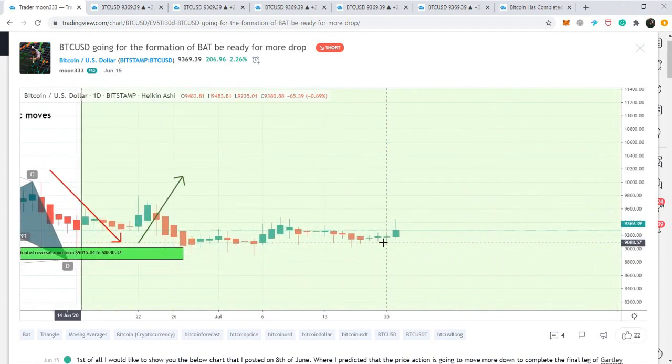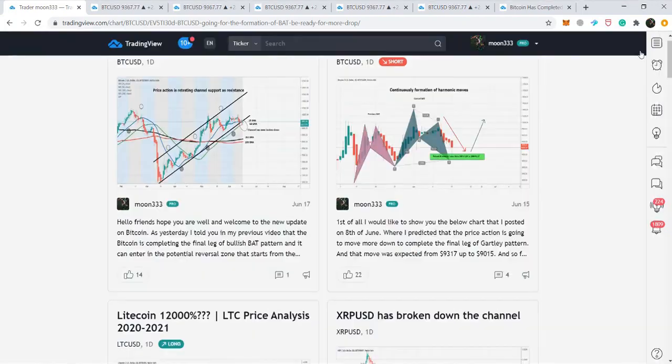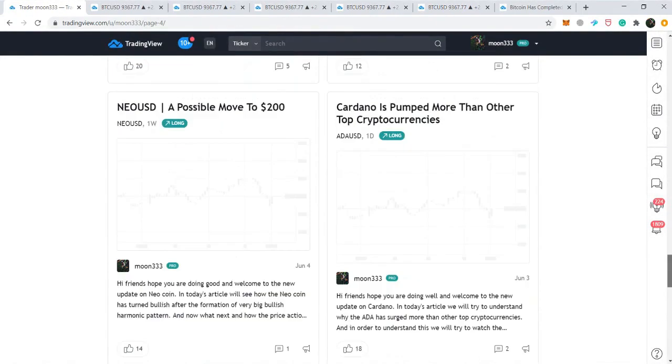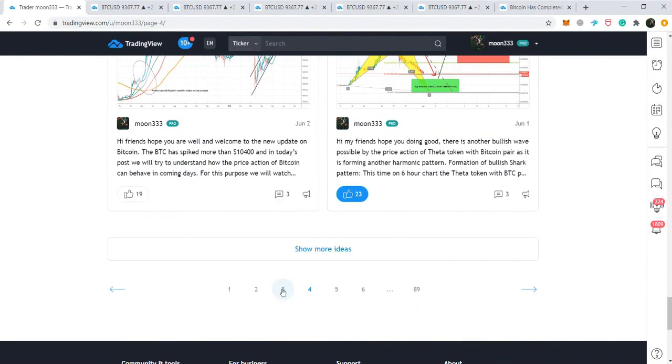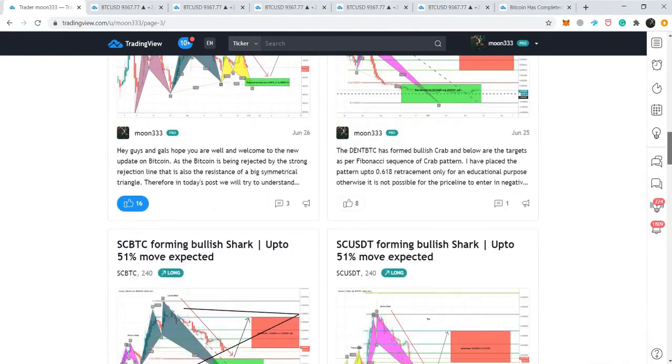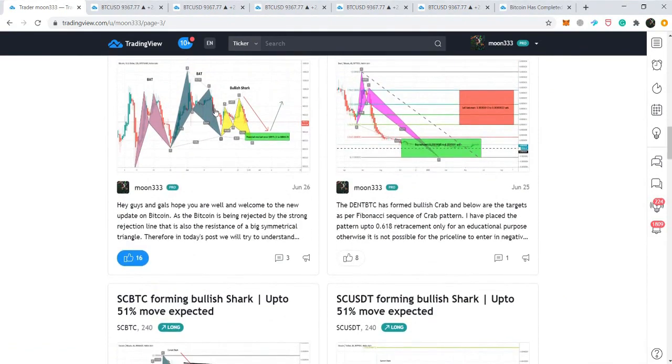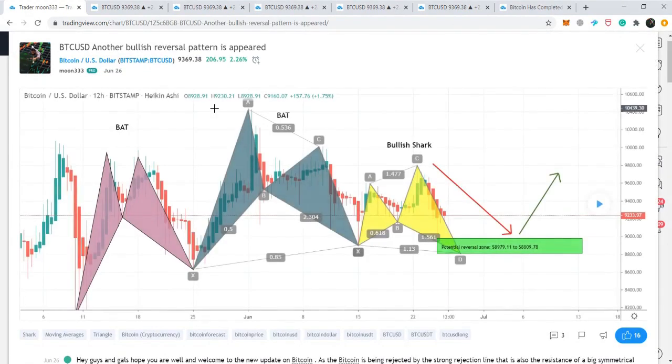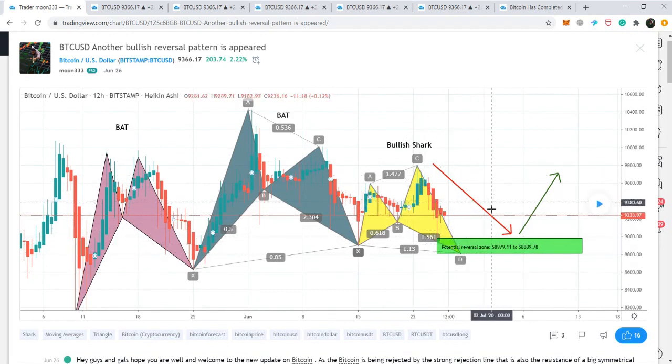Now after that, when the price action reversed from this potential reversal zone, it formed another harmonic move, and that was the bullish shark pattern. And this was the pattern the price line was forming on 26th of June, when the price action was just completing the final leg of this bullish shark. As per the Fibonacci sequence of the bullish shark pattern, I again predicted that the price action would reverse from here, because this is a bullish reversal pattern.